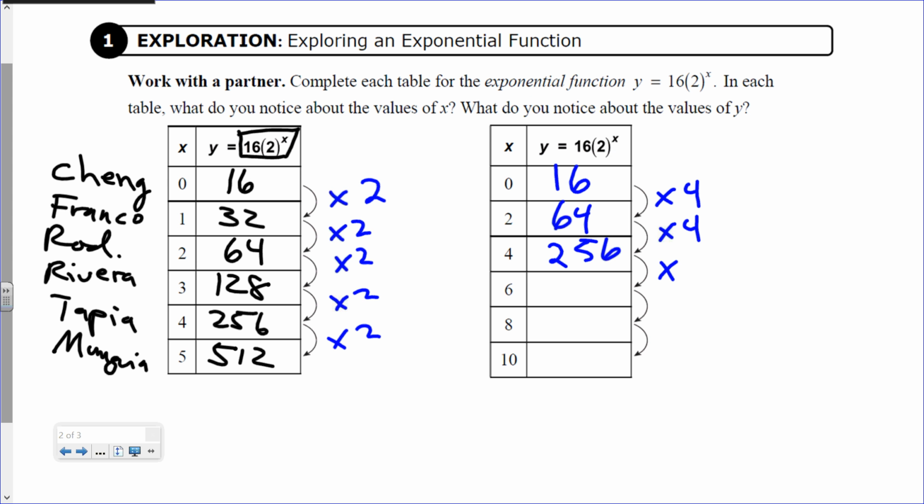256 times 4. Can someone give me 256 times 4 for an extra stamp on the calculator? Franco, rock and roll. Then multiply that by 4. Hit it. Nice. Pasadena. 4,096. Heck yeah. 4,096 times 4. Extra stamp.